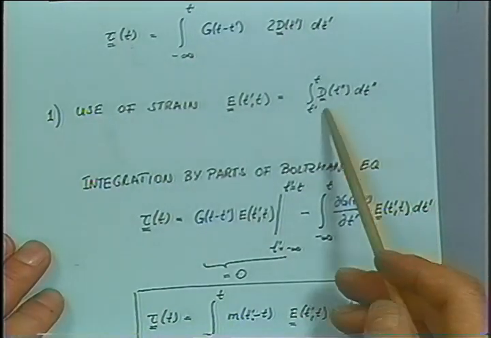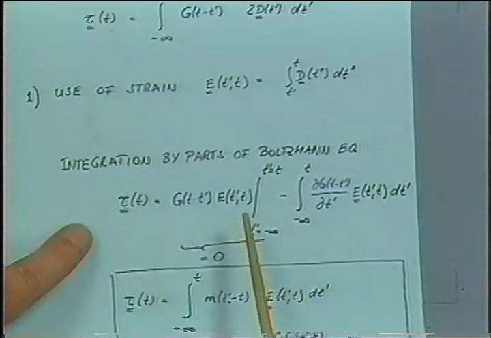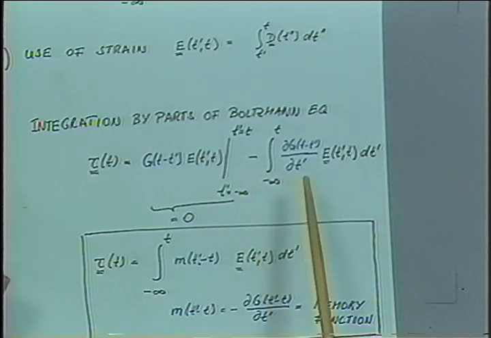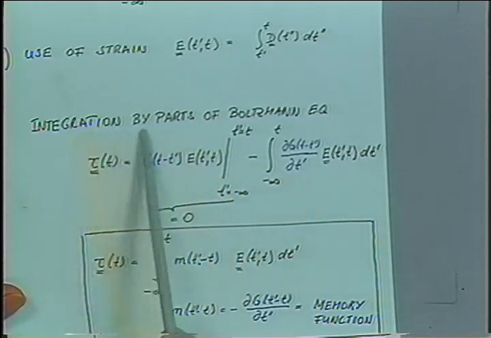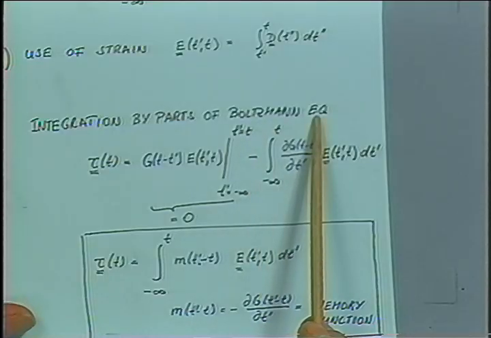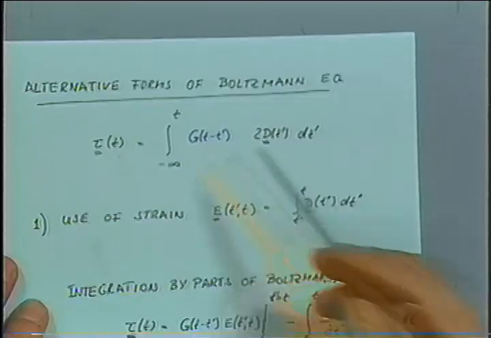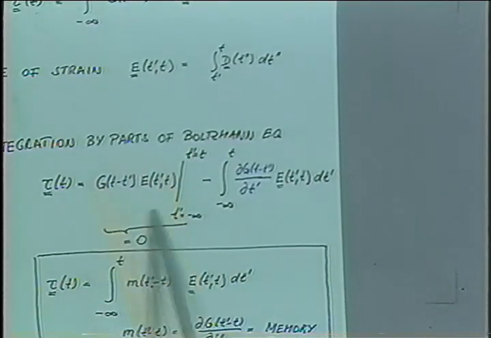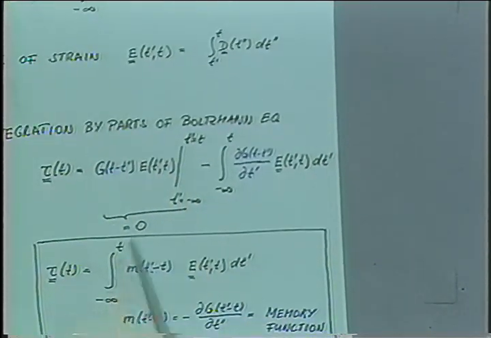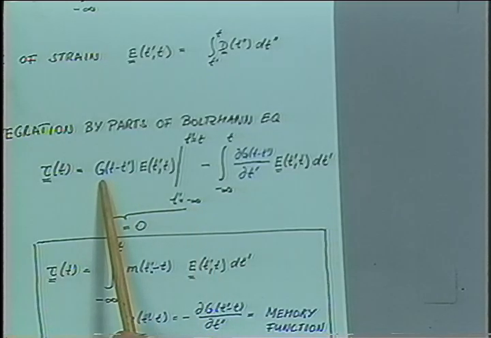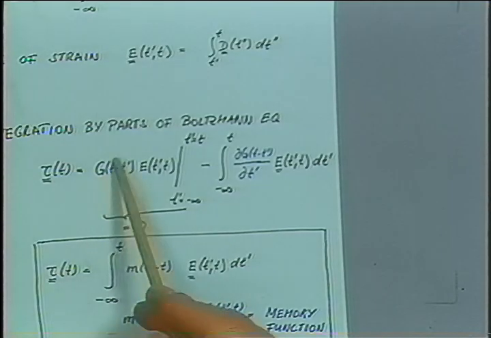And we would use that strain now by this operation here, by our integration by parts of the Boltzmann equation. We would take this equation, we would integrate this part, we would differentiate this part. The front factor here is equal to 0 because at t minus infinity, the relaxation is perfect, so this is equal to 0.